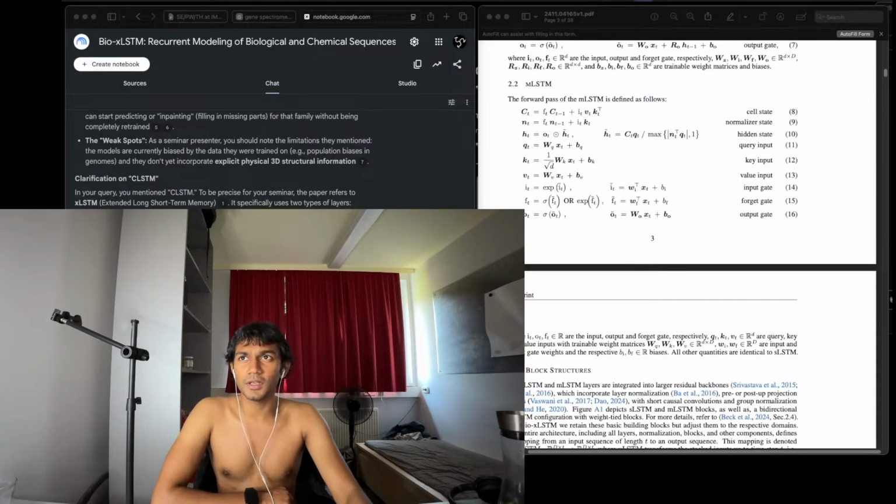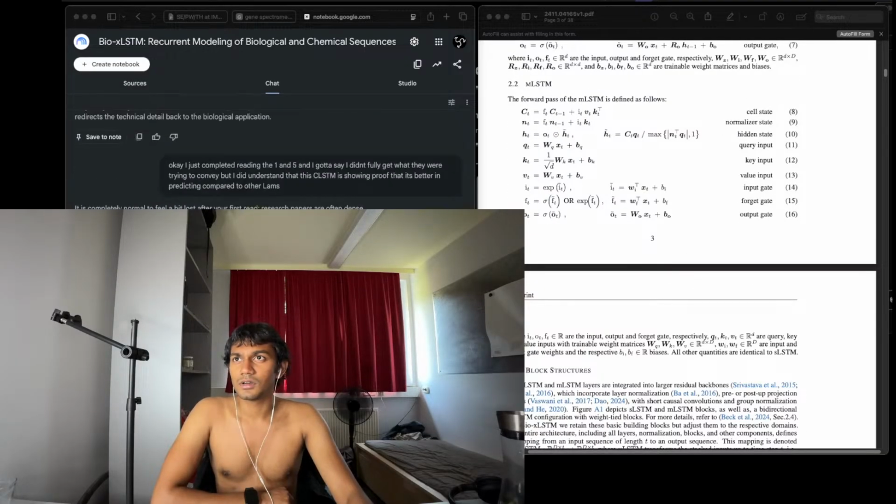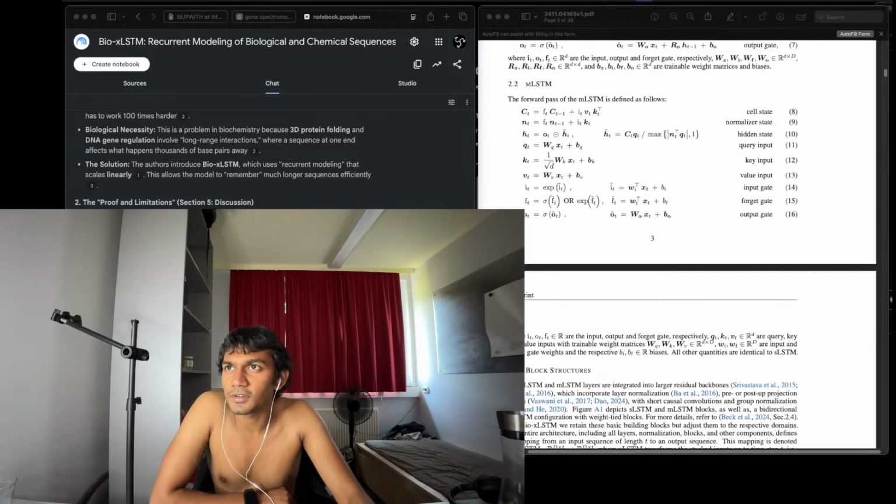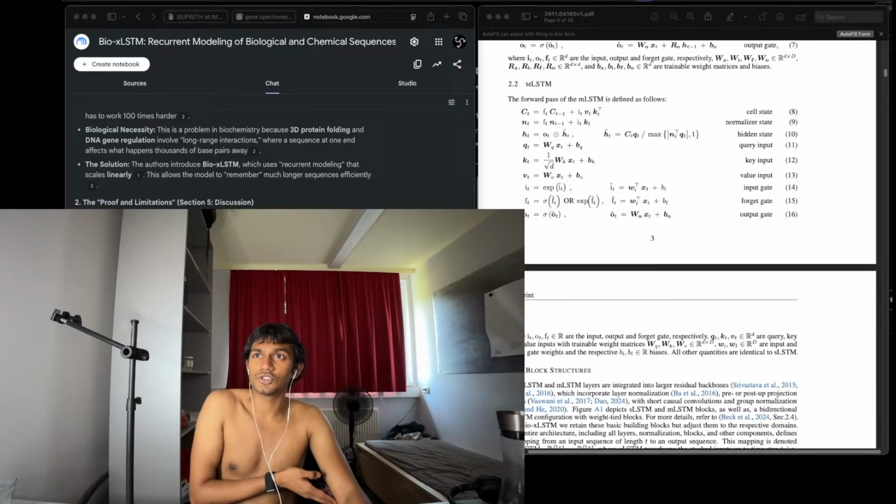What was I supposed to read? So what did they say in section 5? Discussion summarizes what they proved and where they still need to improve. Versatility. Oh, I read that. This demonstrates that BioXLSTM isn't just a theory, it works across genomics, proteomics, and chemistry. In context learning, a major highlight is that these models can learn from analogy. You can show the model a few examples of a specific protein family and it can start predicting.